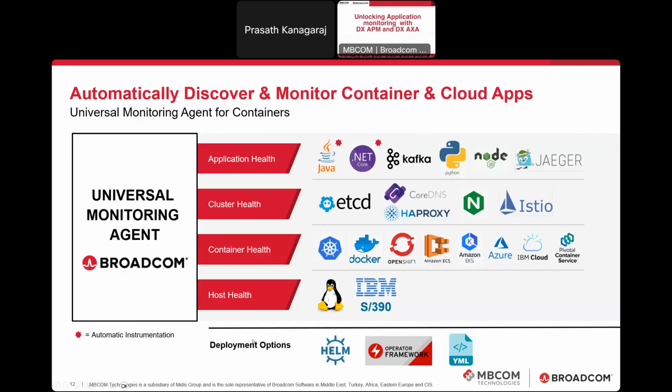So you have the 3 deployment options here. Either you can use Helm chart, operator framework, or YAML files to do the configurations for the universal monitoring agent. So these are the applications we support, the clusters, the container health. Everything, the host health, everything will be monitored and reported to the SaaS environment.